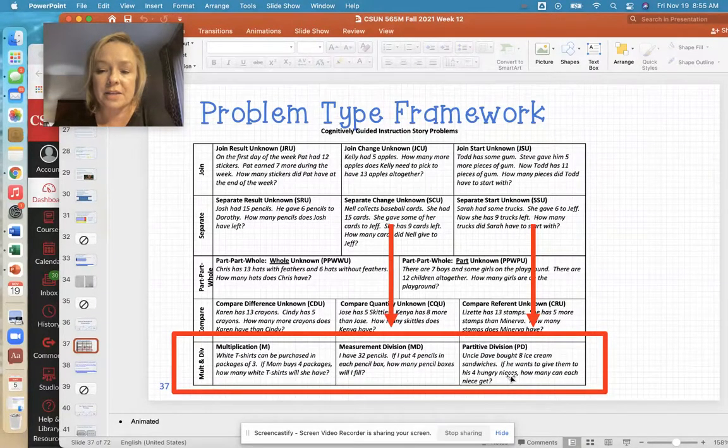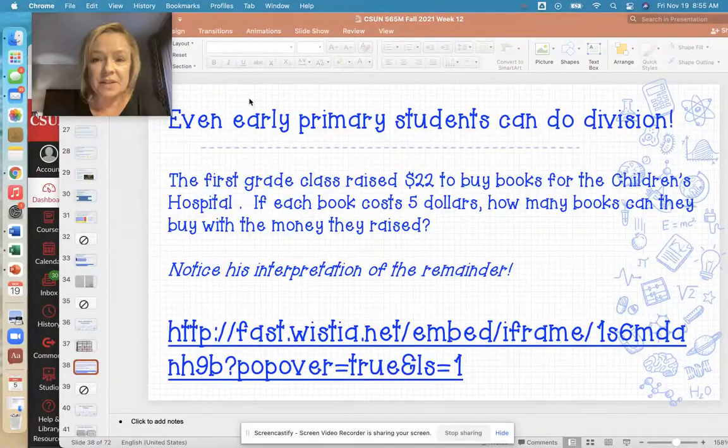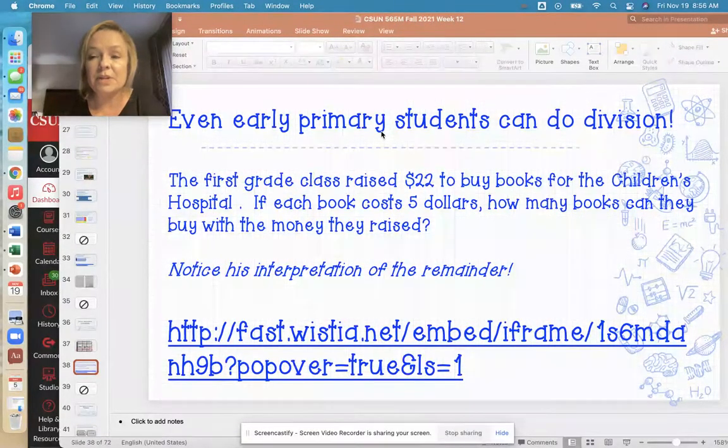Uncle Dave bought 8 ice cream sandwiches. If he wants to give them to his 4 hungry nieces, how many can each niece get? All right. So what we want to do is look at how even a young person can access these division problems, particularly when they are put into a context.